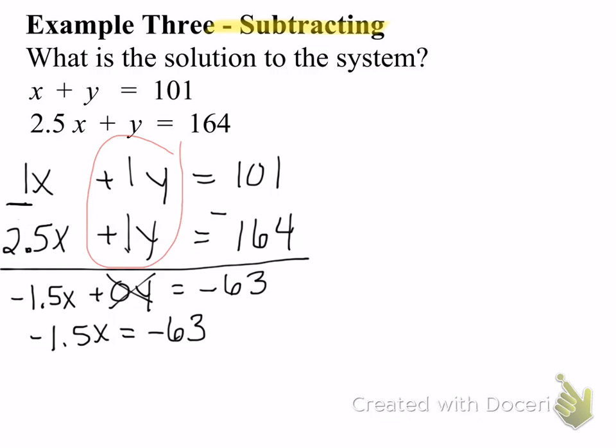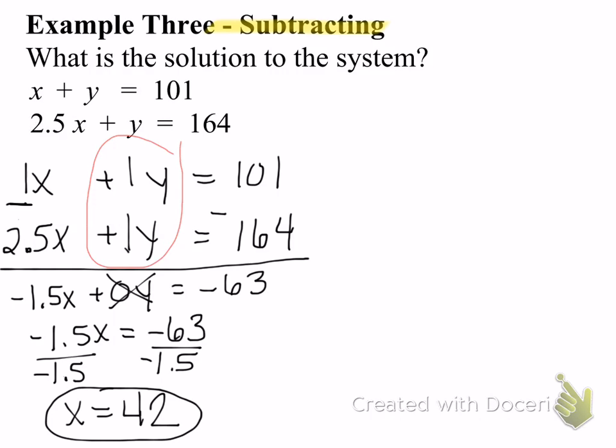Well, how do we solve for x? We divide by negative 1.5 on both sides, and x equals 42. Don't be intimidated by big numbers. Use a calculator if needed. So we found our x value. Now let's find our y. So we're going to plug it in, let's say, to our first one for x.